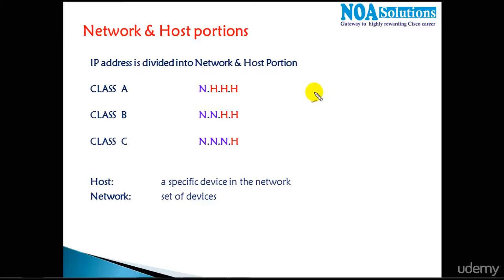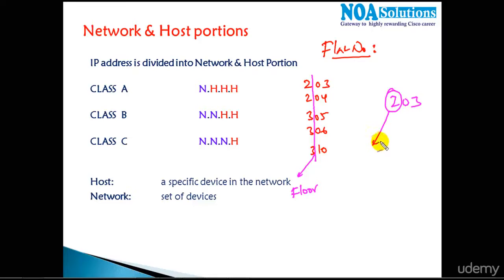Let's try to understand why and how exactly we use them in identifying the network and the host. Let's go back to a simple example, like flat numbers or hotel room numbers. Generally the hotel room numbers will be like this: 203, 204, and then 305, 306, 310, something like this. In this, the first part represents a specific floor. Whenever you say 203, the first 2 represents the second floor, and on that second floor it's room number 3. That's how it identifies.